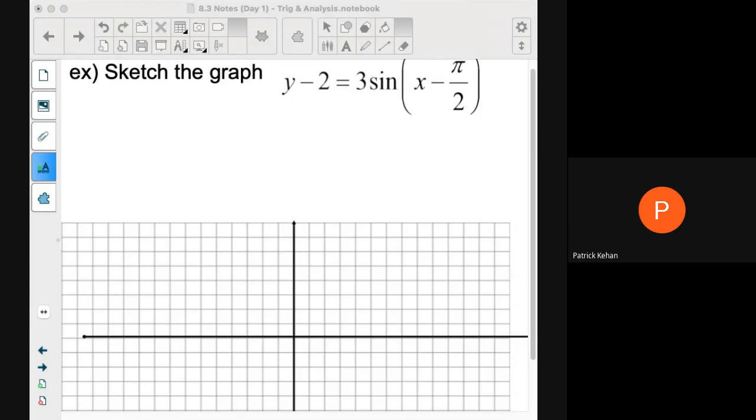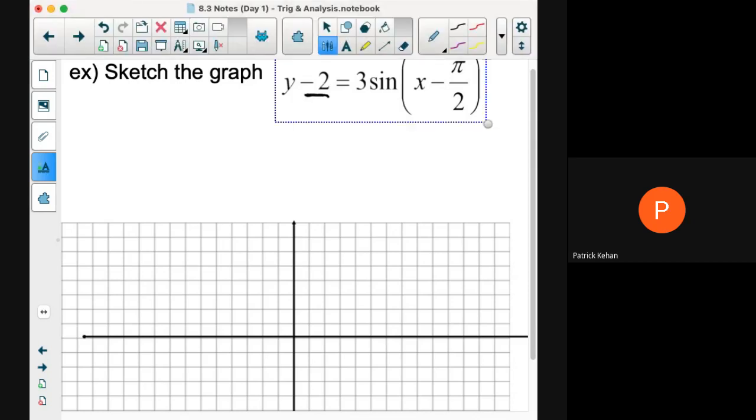Okay, now we're going to sketch a graph with a horizontal translation, a vertical translation, and an amplitude change, right? So if you need to modify this equation to view it a little differently, that's fine. Meaning if you take this -2 here and put it to the right side, that's fine. So I kind of like to do it that way. So if I add 2 to both sides, I get y equals 3 sine of x minus pi over 2, right, and then plus 2.